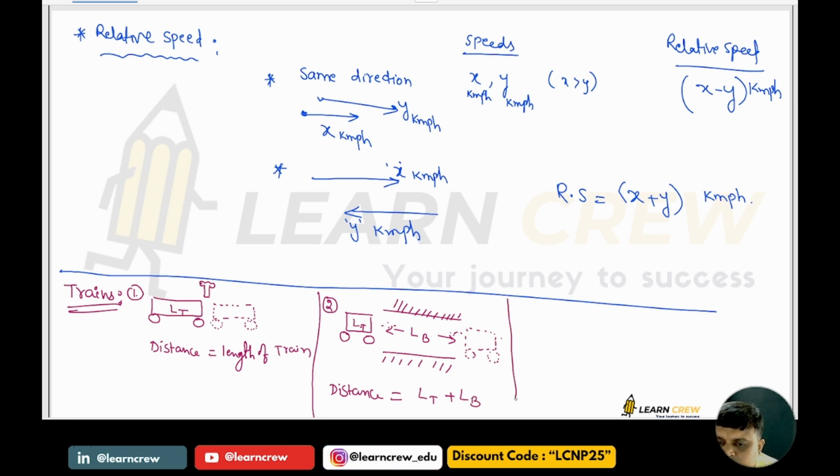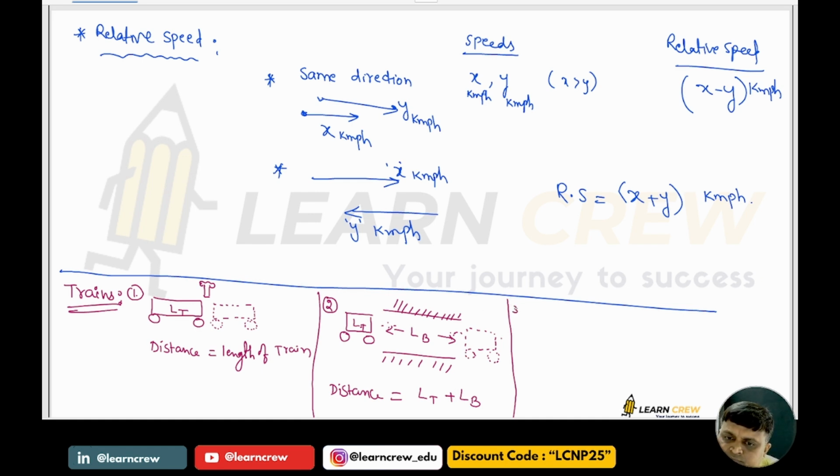The distance covered by a train to pass a man or a tree or a pole is its own length. The distance covered by a train to pass a platform or a bridge or tunnel is equal to the sum of the lengths of the train and the platform or bridge or tunnel.